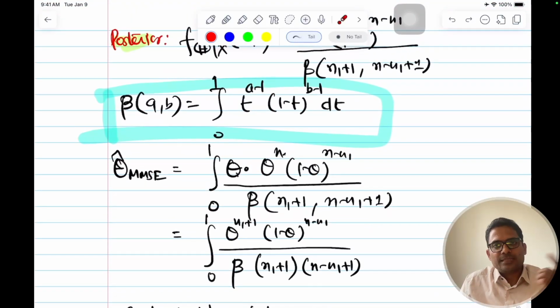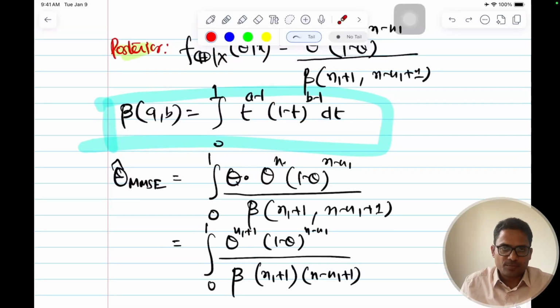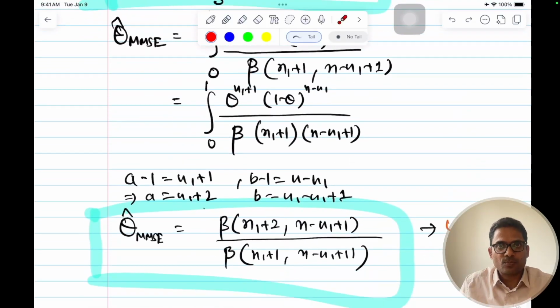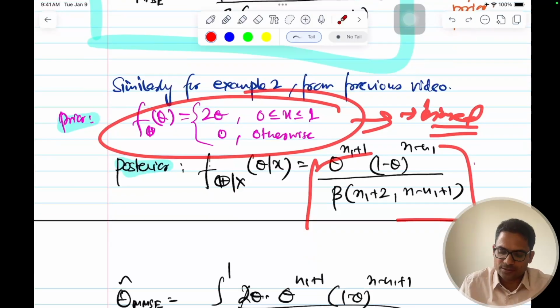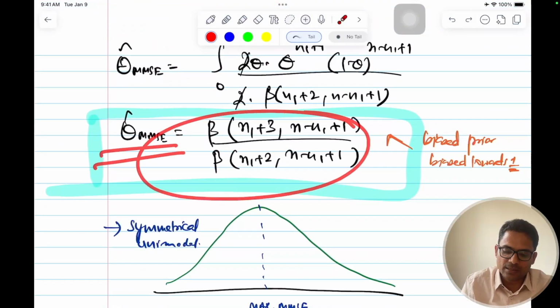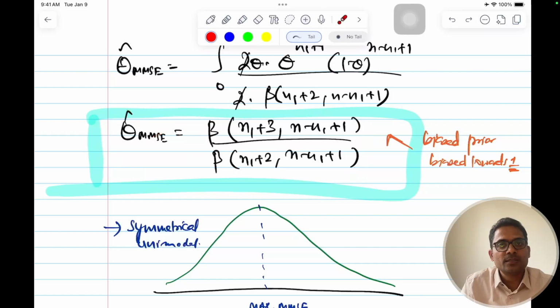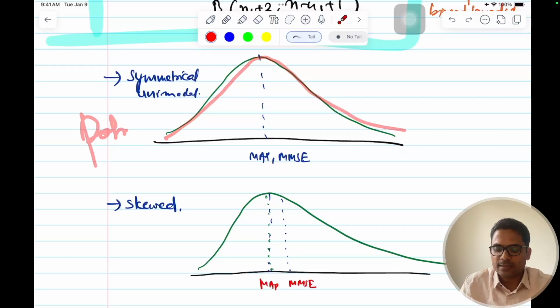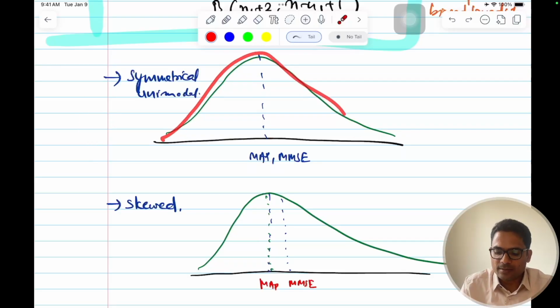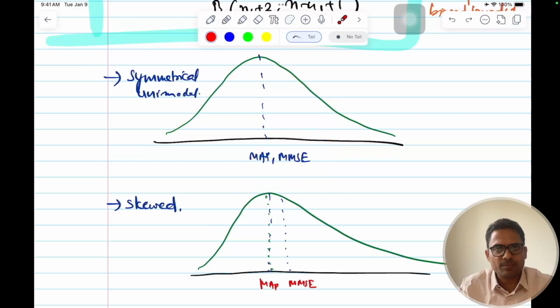For both the cases, for the example that we discussed in the last class, one was for the prior as uniform, and the other was a prior that is more skewed or biased towards 1, and we found the beta functions for that. In terms of beta functions, we got theta MMSE, the predicted value. Okay, and then we saw which metric makes sense. So if the posterior distribution that we get is symmetrical and unimodal, that it has only one peak, then MAP and MMSE will mostly coincide, that will be one value.